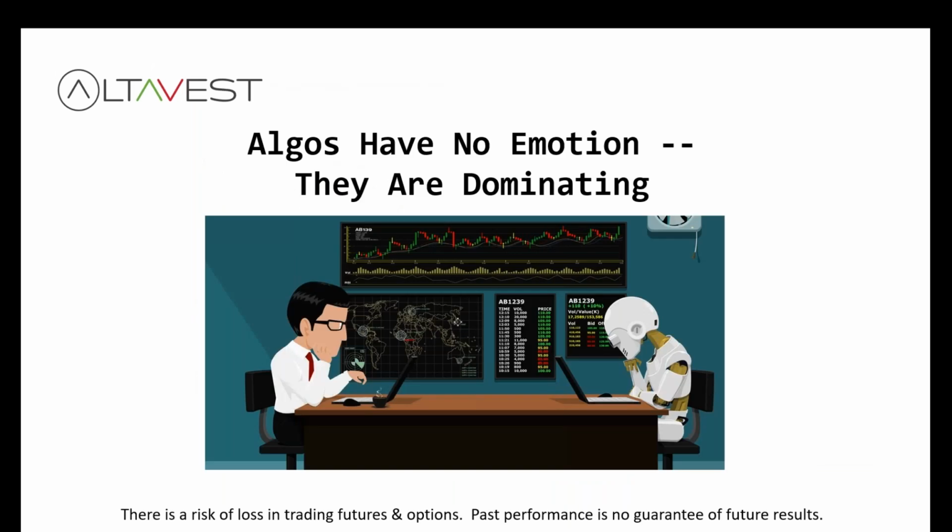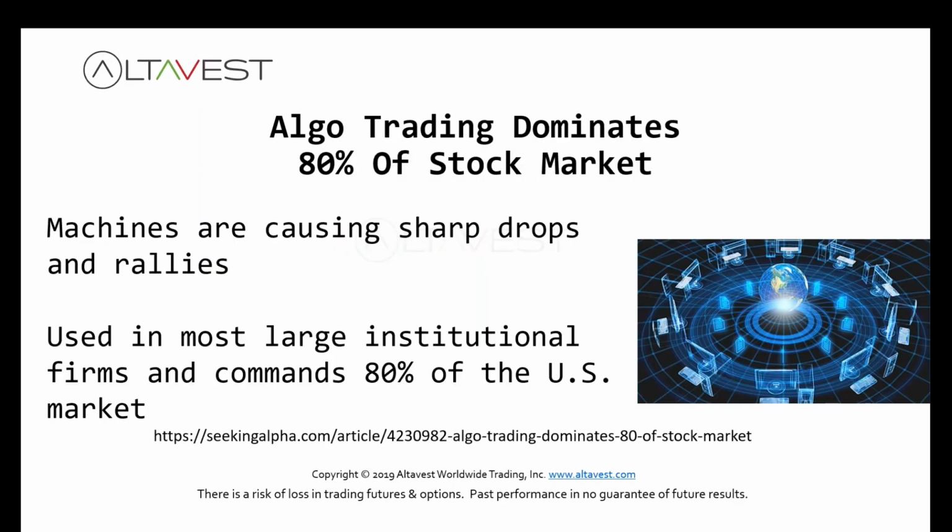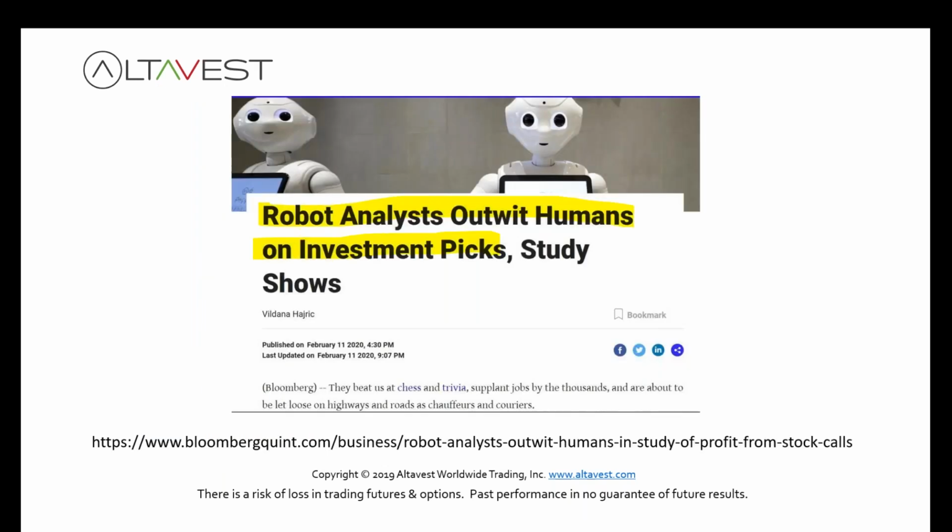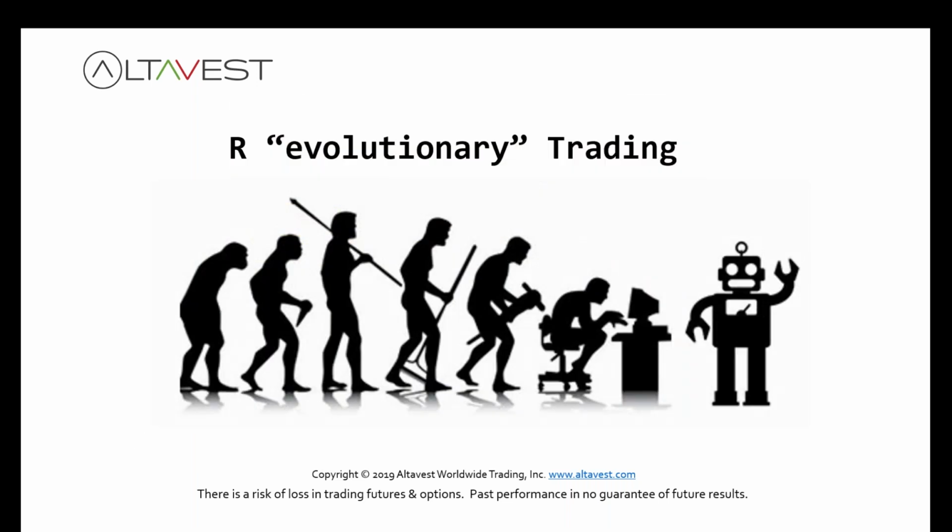Remember, algos have no emotion and they dominate the landscape. 80% of the stock market dominated by machines. Robot analysts are outwitting humans. I think that was just bound to happen, right? From Bloomberg there, article. So revolutionary trading.